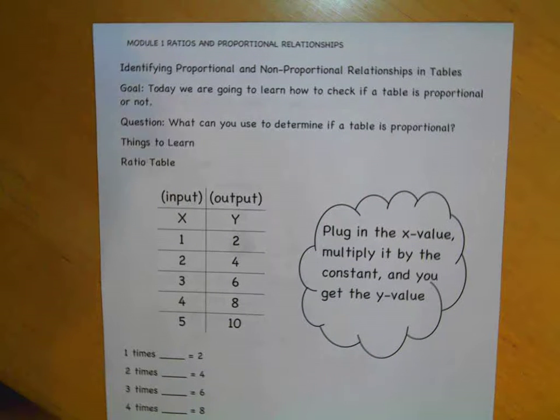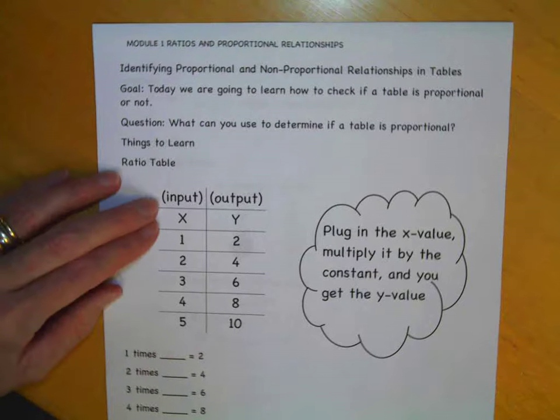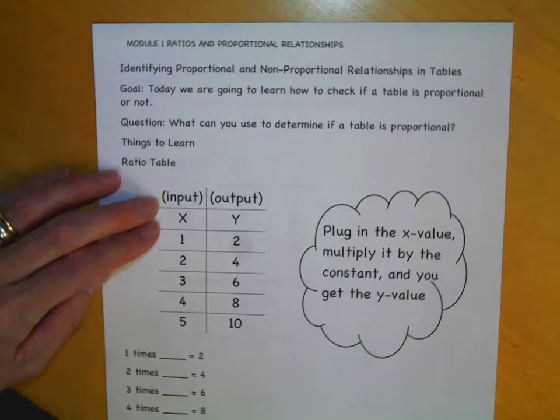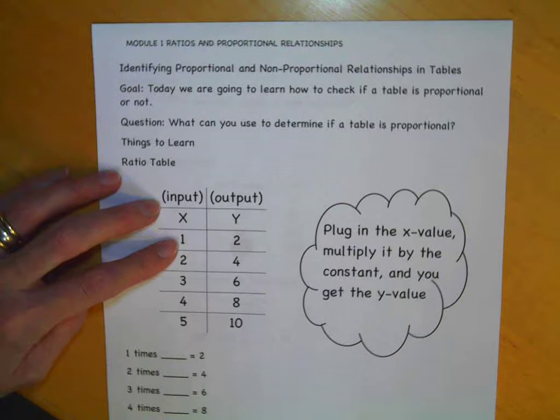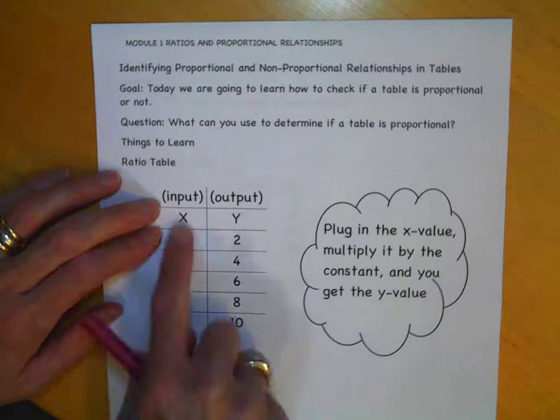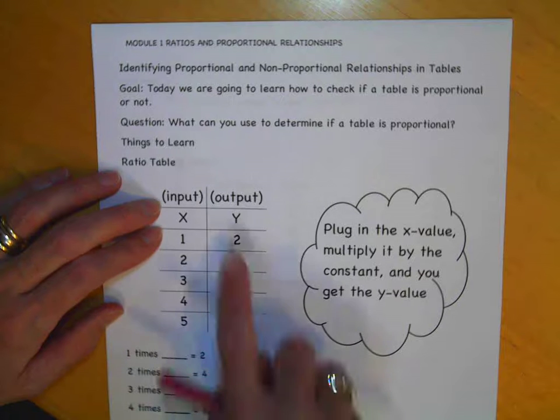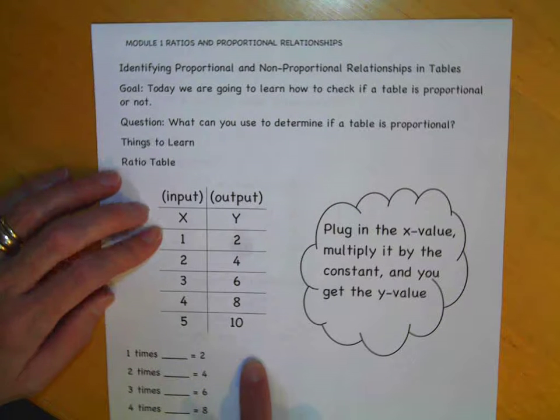That will become very handy towards the end when trying to figure out whether the table is proportional or not. So the first thing that we need to do under the Things to Learn section is remember what a ratio table is. A ratio table is usually made up of two columns. The column on the left side is called the input column, and the column on the right side is called the output column. The input column is the amount that goes in, or that you start with, and then you change this value somehow, and however you change it, that's what spits out the output, or the answer.